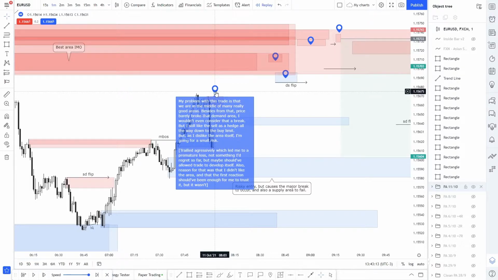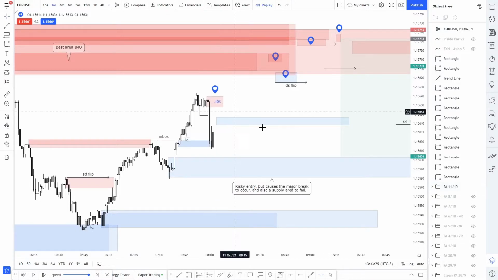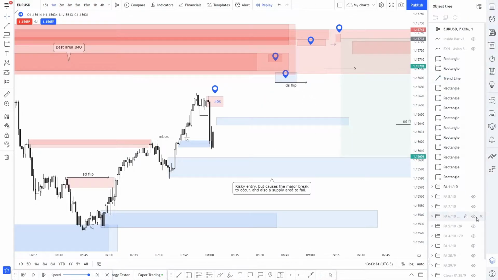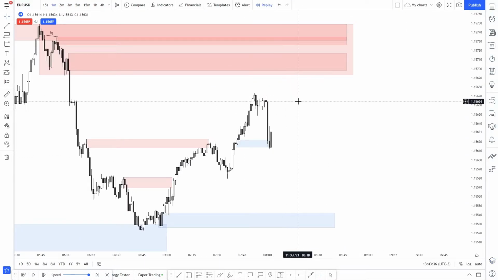My problem with this trade is that we are in the middle of many really good areas. Besides that, price barely broke the demand area. I wouldn't even consider that a break, but I still like to sell as a hedge all the way down to the buy limit. But as I dislike the area itself, I'm going for a small risk. If I remember correctly, I risked 0.25. I'm currently risking 0.5. Let me actually hide all of that. So I went for half the risk. And the thing is that I like the structure itself. You see that price is failing to get higher, fails to create a higher high, then breaks down. We have first a small reaction to the area, then it fails to hold.